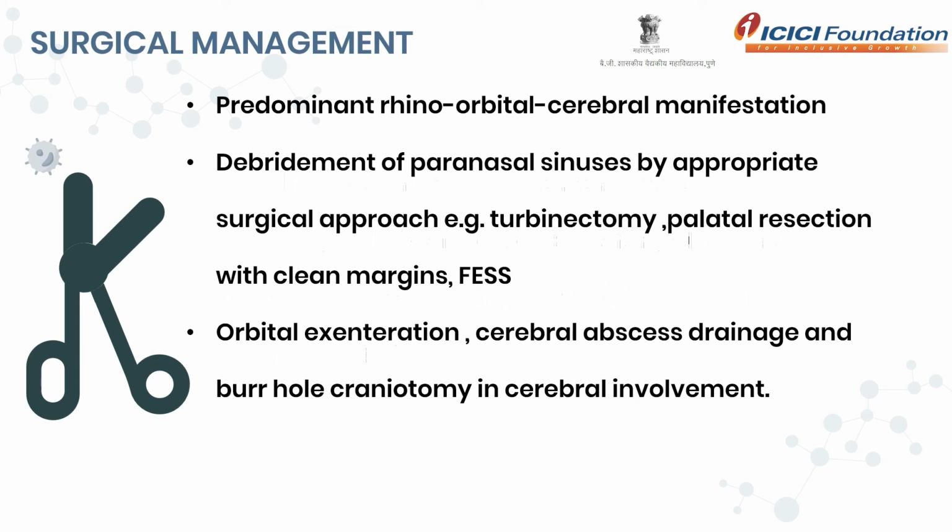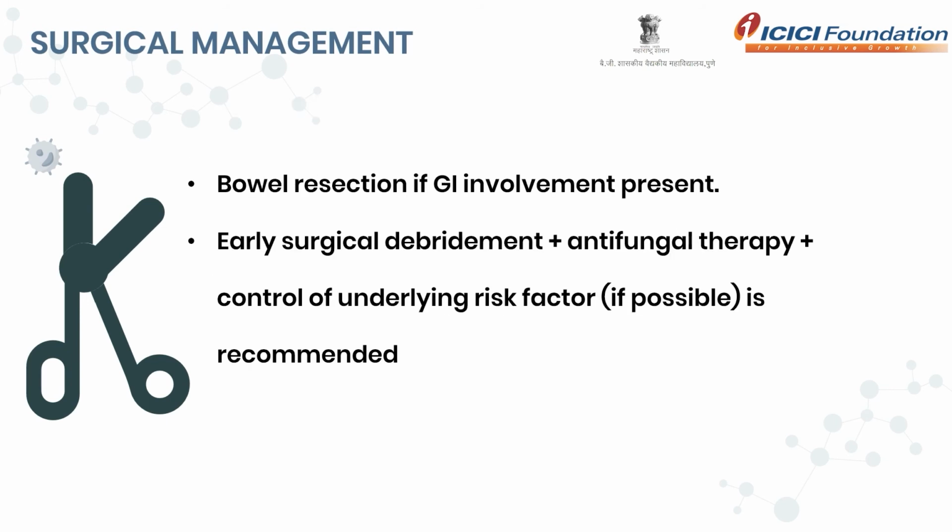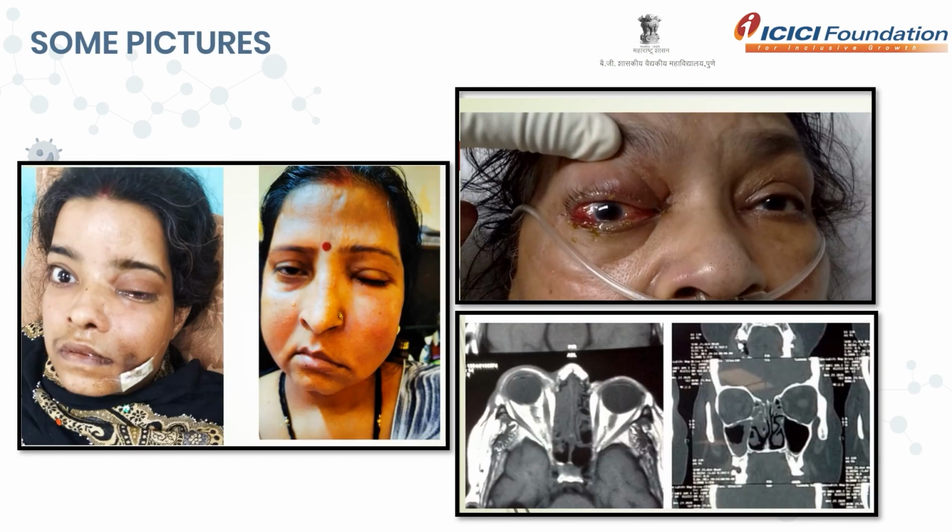When there is bowel GI involvement, we do bowel resection. So early surgical debridement plus antifungal therapy and control of the underlying risk factor is recommended for the treatment of mucormycosis. So this is the treatment part.